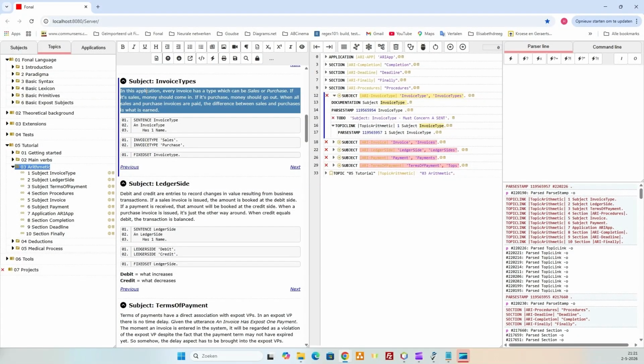In this application, every invoice has a type which can be sales or purchase. If it's sales, money should come in. If it's purchase, money should go out. When all sales and purchase invoices are paid, the difference between sales and purchases is what is earned.